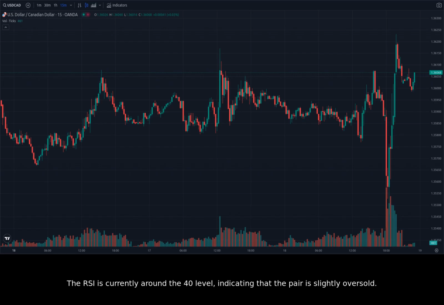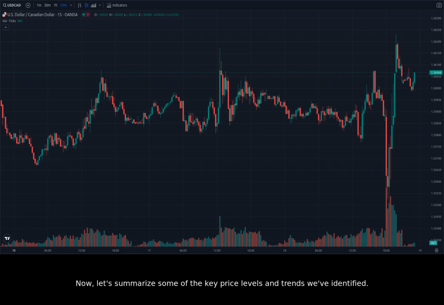The RSI is currently around the 40 level, indicating that the pair is slightly oversold. This suggests that the pair could bounce back from the current levels. However, it's important to remember that the 15-minute chart is the most volatile time frame. So, any price movements here should be treated with caution.